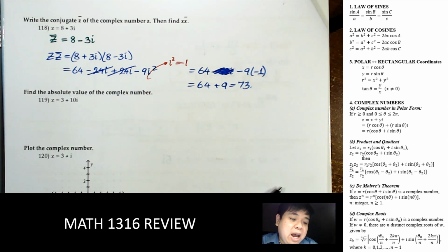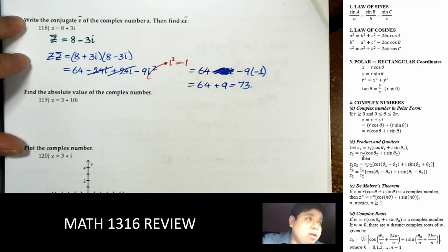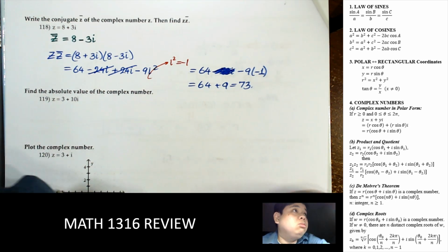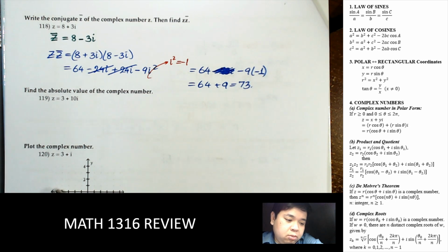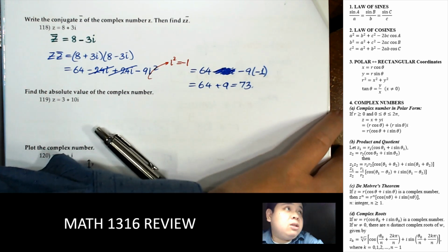Next, find the absolute values of a complex number. We can do this two ways. Let me write the question.